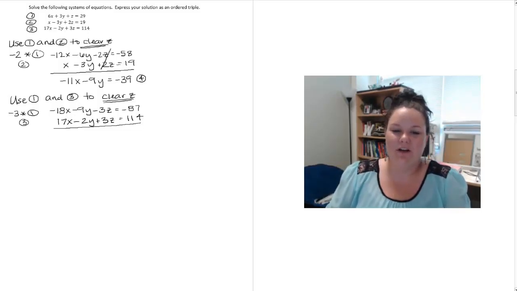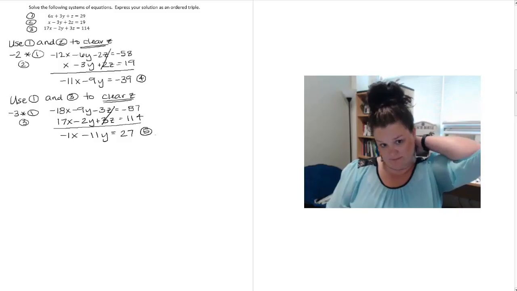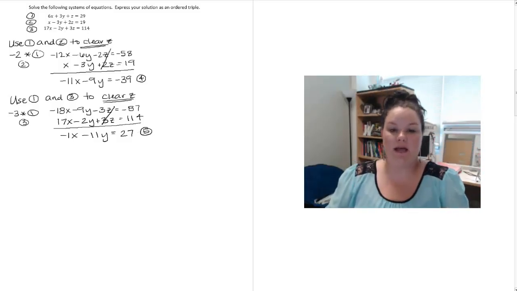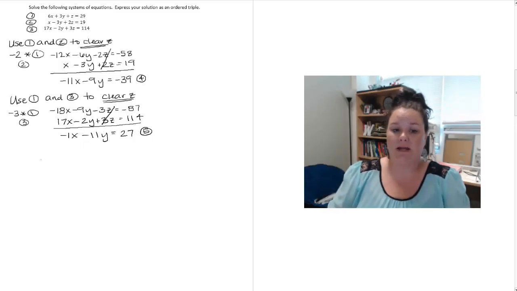now we can combine down, which will cause our z's to cancel. So we're left with negative 1x minus 11y is equal to positive 27. And this is going to be our 5th equation, right? So we're going to go ahead and take equation 4 and equation 5 and solve for either x or y. So I'm going to write down here, use equation 4 and equation 5 to solve. So I'm just going to write them below here.